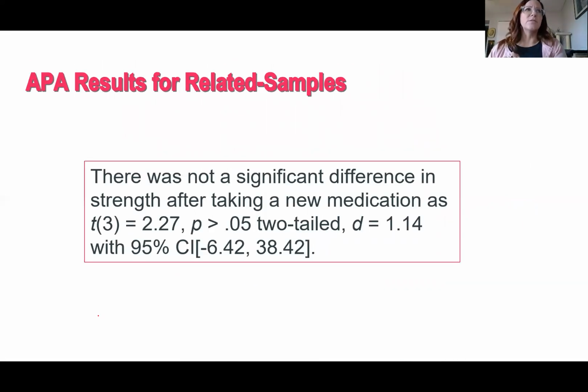So here's our APA results for the related samples t. In this case, there was not a significant difference in strength after taking the new medication. We report t, degrees of freedom, obtained t. p is greater than 0.05 because it was not significant. We tested 2 tail. We report our Cohen's d and our 95% confidence interval. Remember, we never report our critical value, and it has to be within this order of information for APA results. It's a key component to communicating research. It is a language, definitely a language.